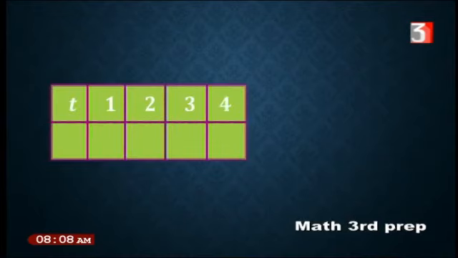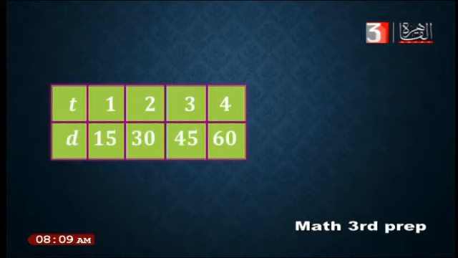So when t is 1 second, 2 seconds, 3 seconds, and 4 seconds, what is the equivalent distance covered by the car? When time is 1 second, the distance covered is 15. When the time is 2 seconds, the distance covered is 30. When time is 3 seconds, the distance covered is 45. And when the time is 4 seconds, the distance covered will be 60 meters.